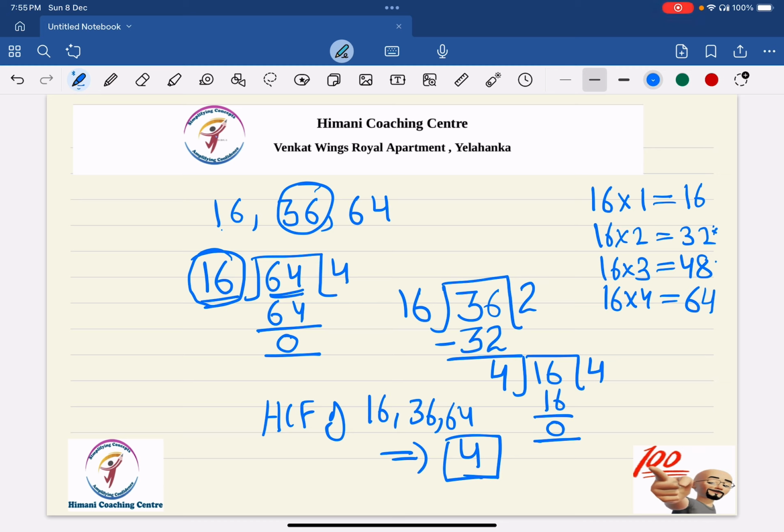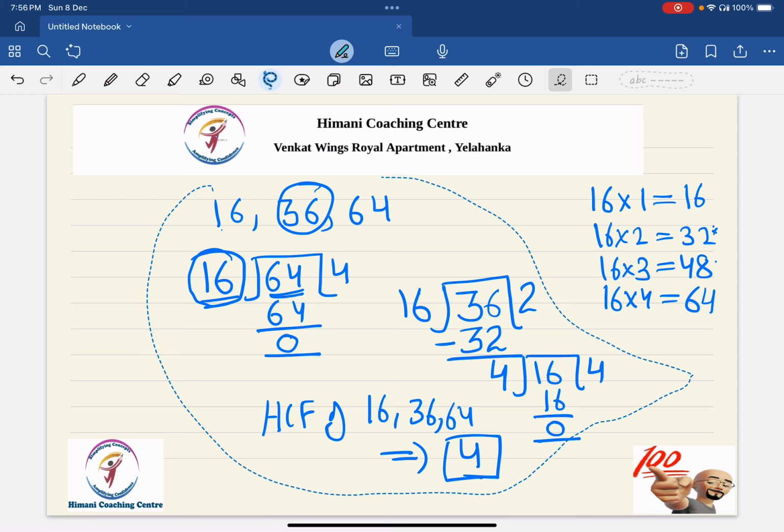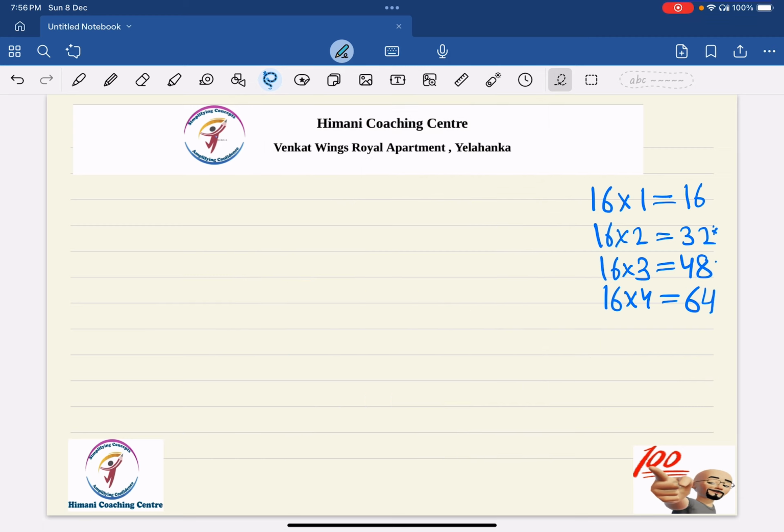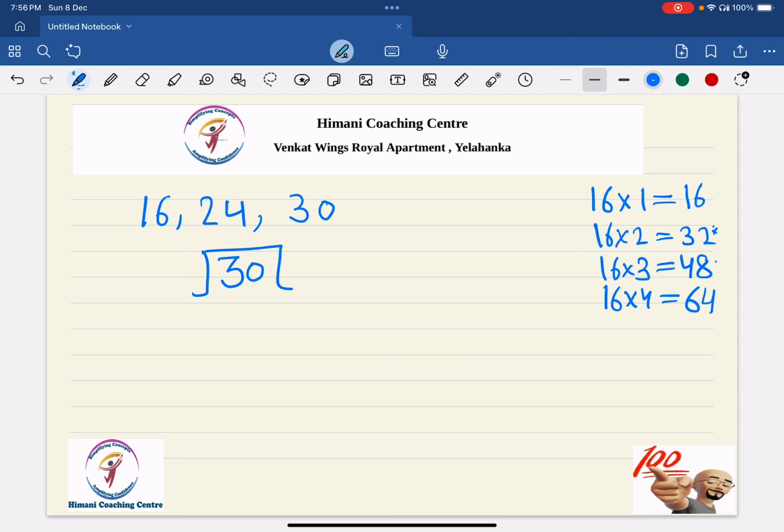Okay, now let us take another question and find the HCF of three numbers using the same long division method. Okay, so let us take numbers which are 16, 24 and 30. Now kids, what was the rule? Take the biggest number. What is the biggest number here? 30. What is the smallest number here? 16.